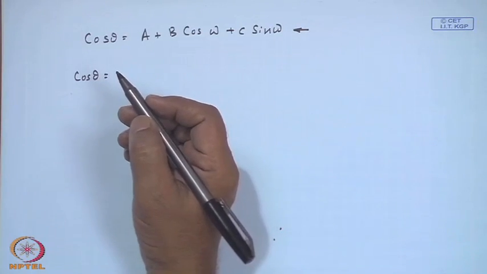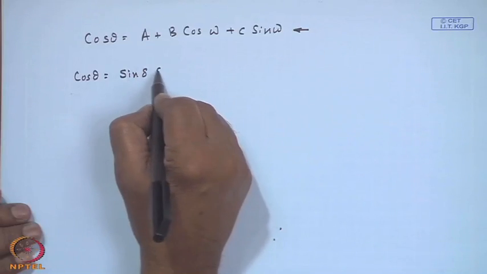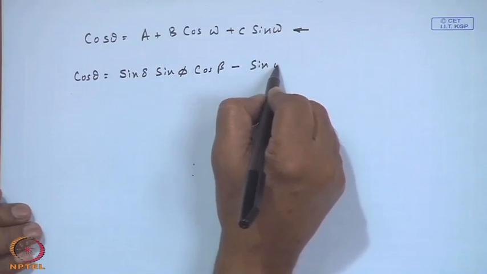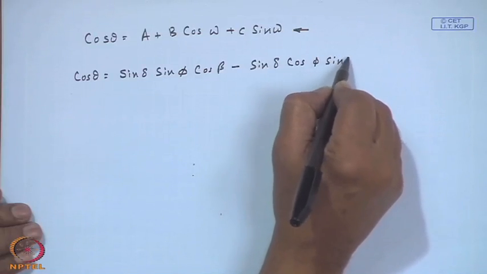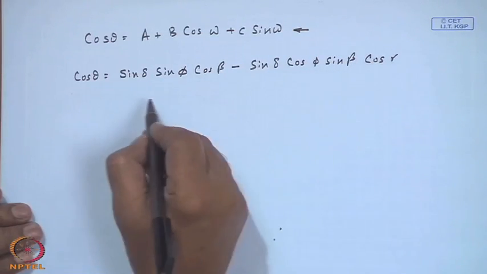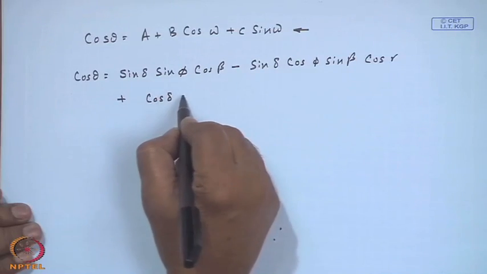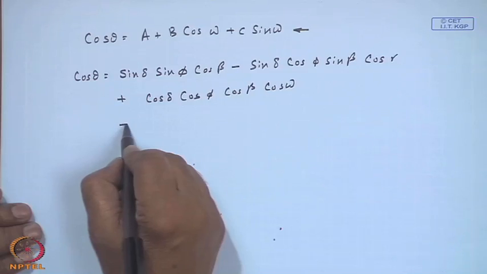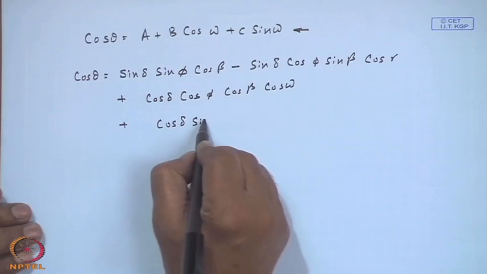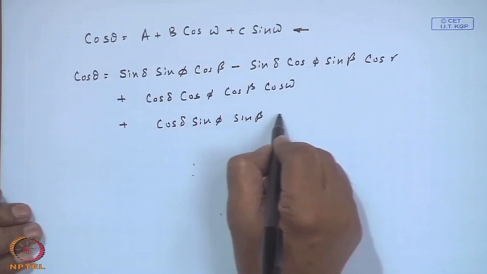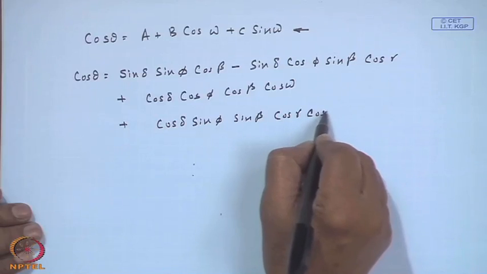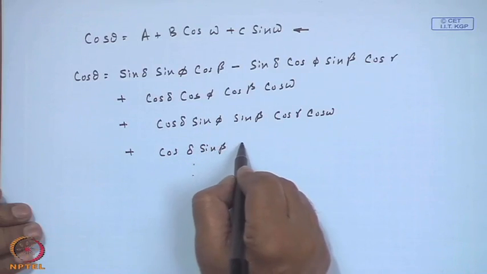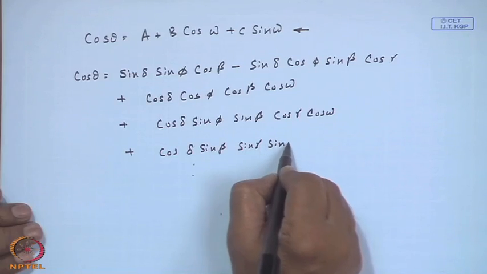Once again, it is a reiteration: sin delta sin phi cos beta minus sin delta cos phi sin beta cos gamma plus cos delta cos phi cos beta cos omega plus cos delta sin phi sin beta cos gamma cos omega plus the fifth term, cos delta sin beta sin gamma sin omega.